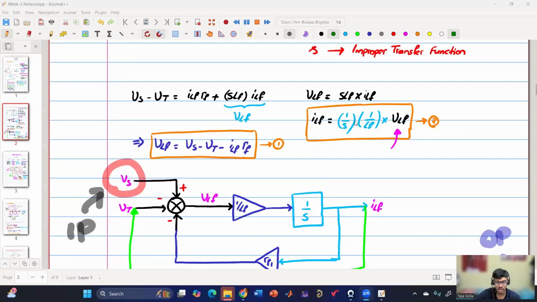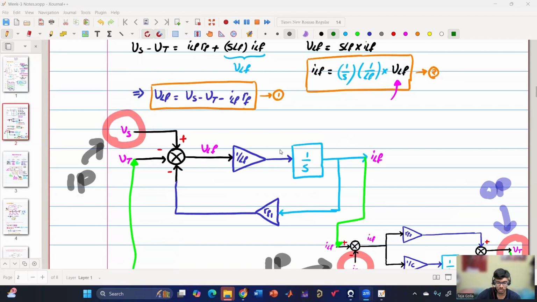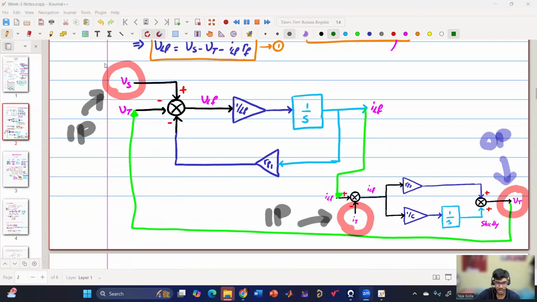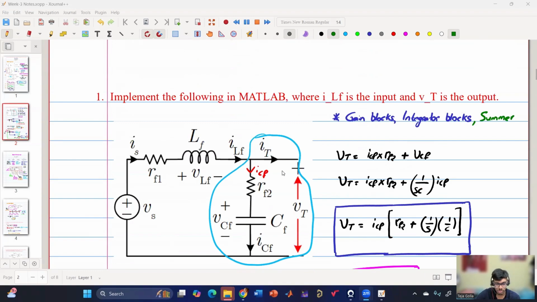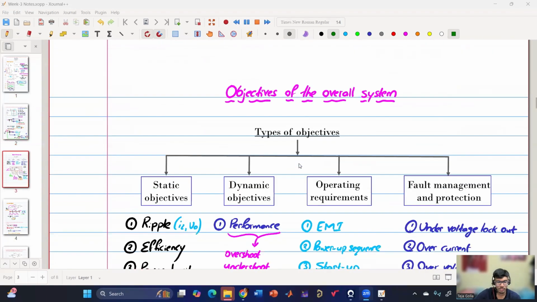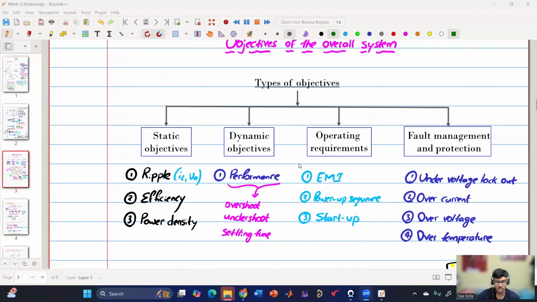And we have seen that always we have to convert everything into one-bias blocks, and then we have to implement, and then we have combined the inductor dynamics as well as capacitor dynamics to get the overall dynamics. Then we have moved on to the objectives of the overall system. We have discussed four objectives, which are static, dynamic, operating requirements, as well as fault management and protection, and what comes under these objectives and why they are important.